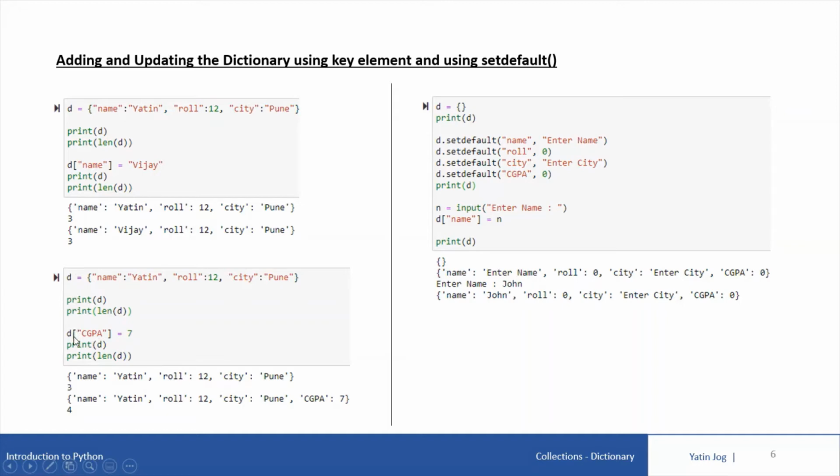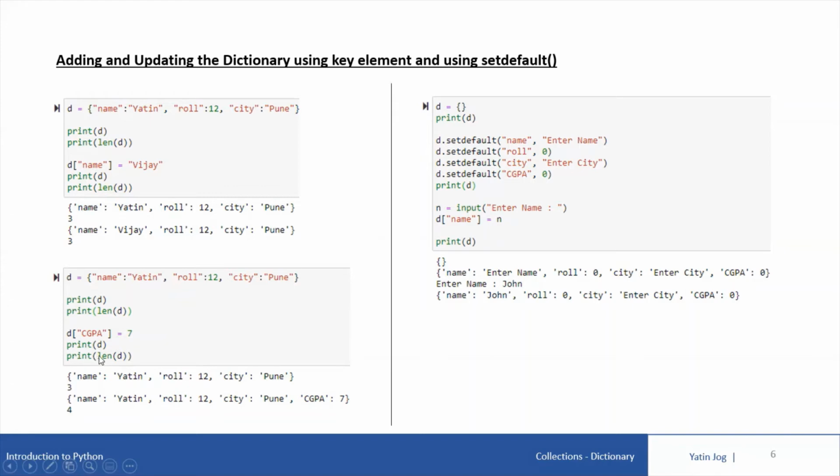When I say D of CGPA, the Python interpreter will take this CGPA string and go inside dictionary D and try to find if we have a key with name CGPA. No, we don't have. So what it will do is add another key value pair, as the fourth key value pair, with key as CGPA and value as 7. So if you use a key which is not already present in a dictionary, and you assign a value to that key, it will be added as a new key value pair entry into the current dictionary.